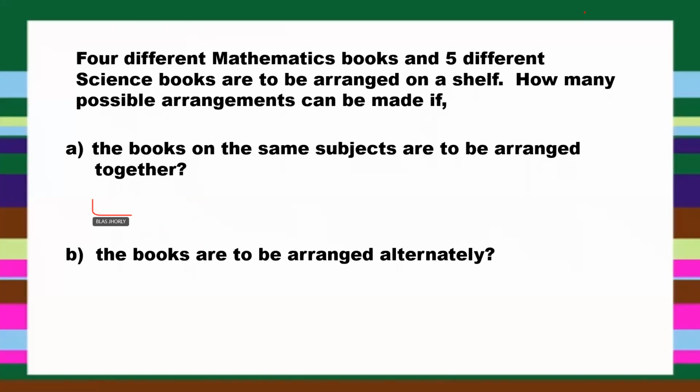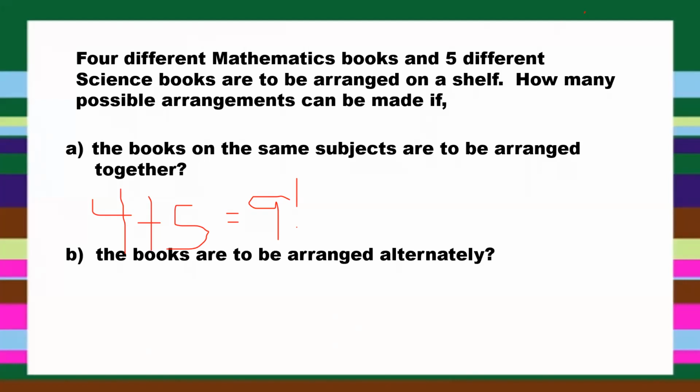Again, ma'am. Wait, let me write again. 4 plus 4 mathematics books plus 5 different science books equals 9 factorial. Then 9 factorial is equal to 362,880.